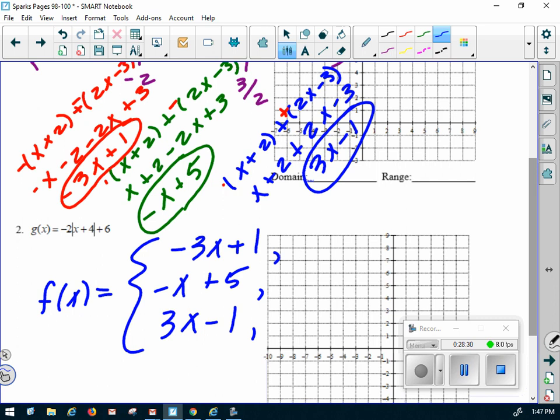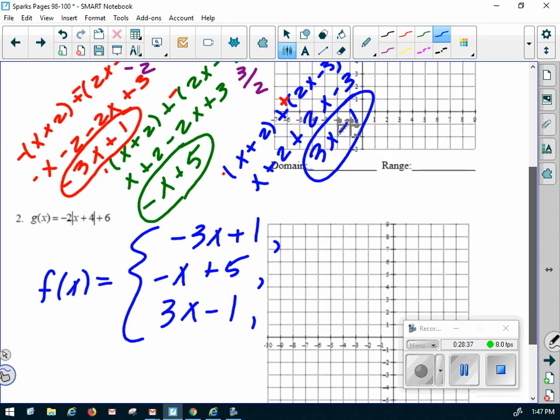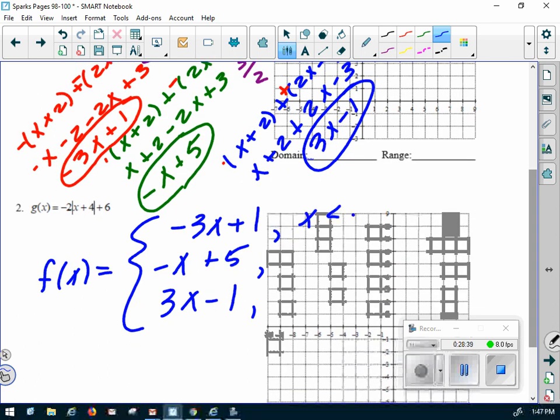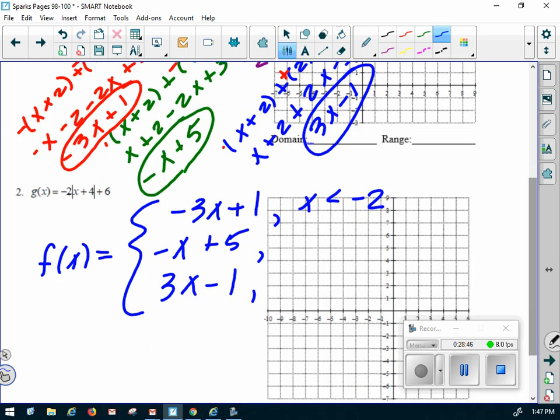What are your constraints on -3x plus 1? Less than -2. The constraints on the middle piece. And then the last one. What's the piece we still need to do? Yep. Who owns the fence? Graph it.